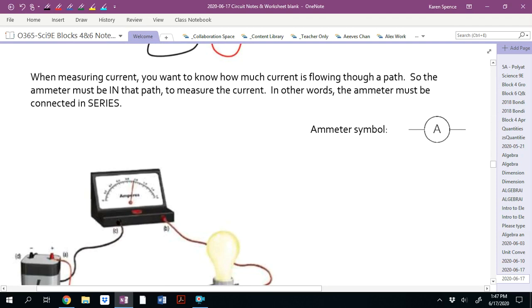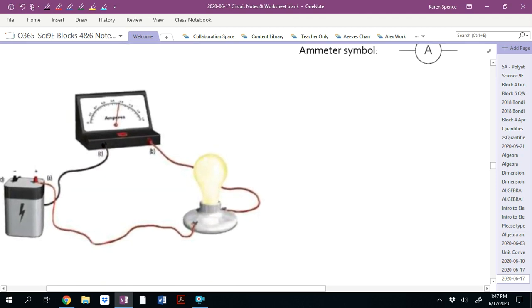Now, when you're measuring current, you don't want to have your ammeter in a separate branch, because then you'd be measuring how much current flows through this branch. And if you want to know how much current is flowing through the light bulb, you need to have the ammeter in the same pathway as the light bulb, because the current's going to flow at the same speed the whole way around. The electrons at one point cannot flow faster than the electrons in front of them. It's not like you have electrons flowing at different speeds all through the thing.